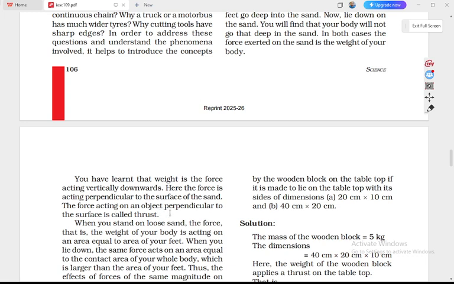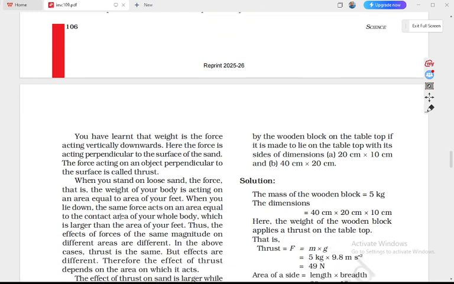The force acting on an object perpendicular to the surface is called thrust. This is the definition: the force acting on an object perpendicular to the surface is called the thrust.